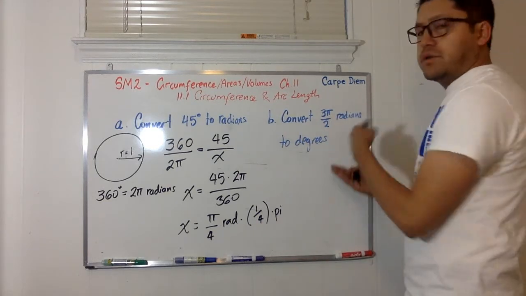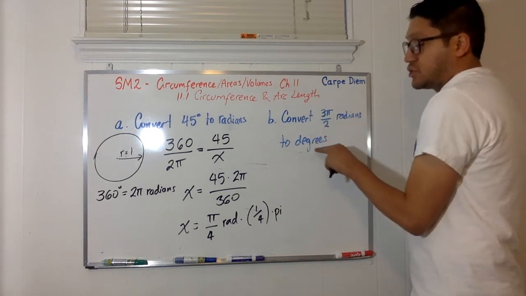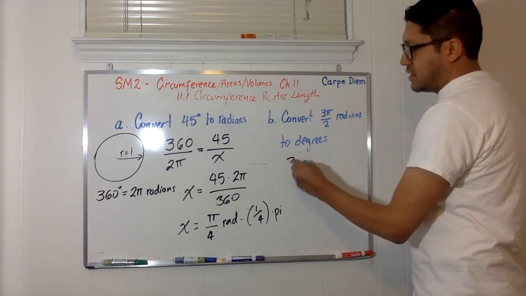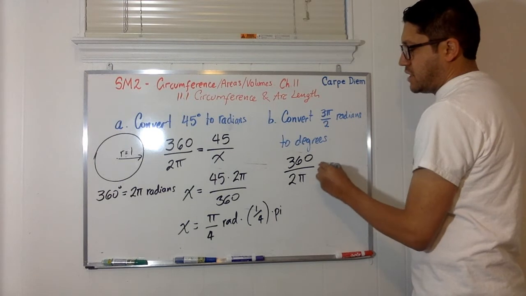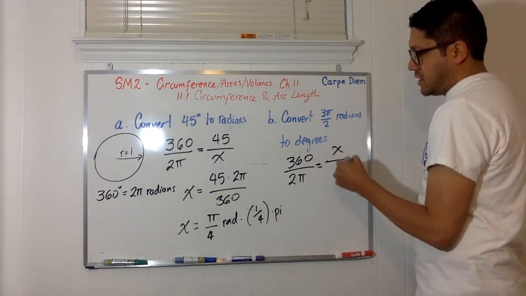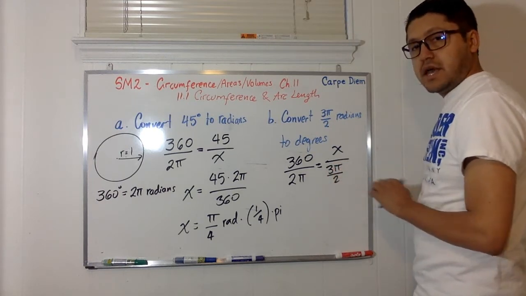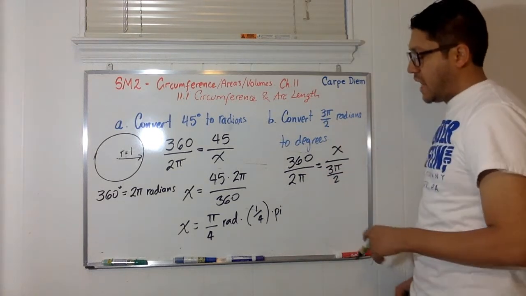Now, if we want to go the other way around, we want to find out how many degrees is 3 pi halves radians. So I do the same thing. If I know that 360 degrees is 2 pi radians, now I want to know how many degrees there are in 3 pi halves radians. And same thing, we are going to just solve for x and see what happens here.